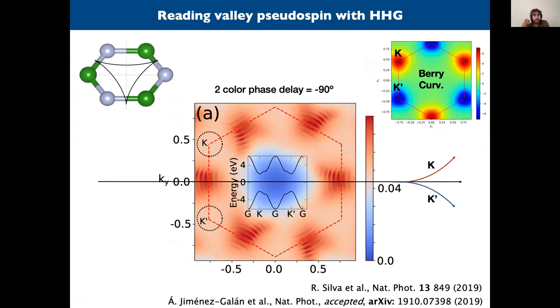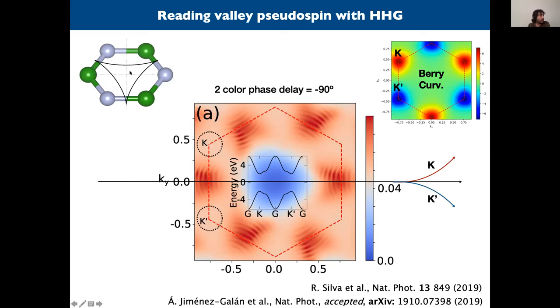But to be of practical use, we should not only be able to write and manipulate this valley pseudospin optically, but also to optically read it. And to do so, we will use high harmonic generation, following a similar method to that explained by Rui this morning and outlined in this paper here. So let us take the case in which the two color phase delay of our field excites the same amount of populations at K and K prime. So it addresses more or less equally the two triangular sublattices. So we have the same populations at K and K prime.